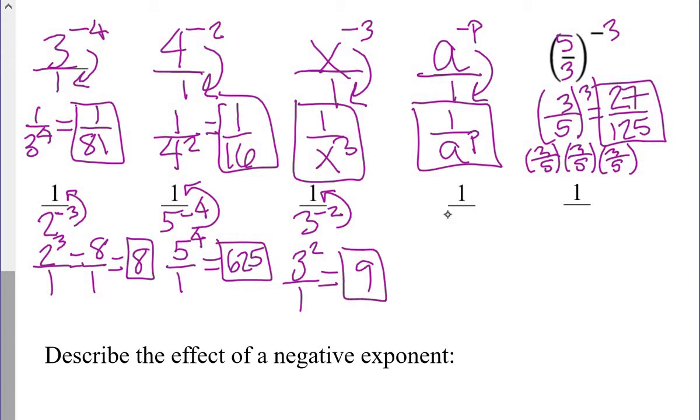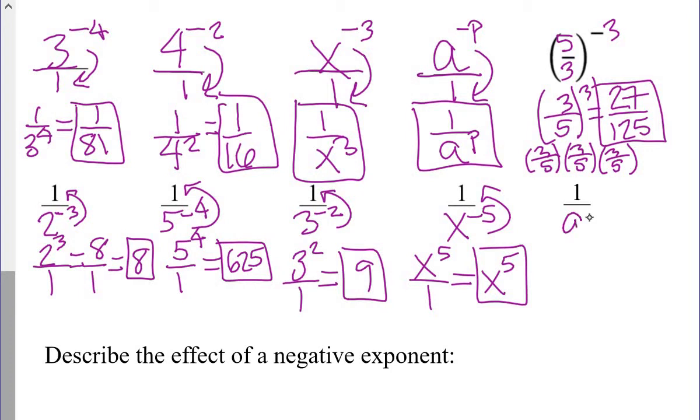And like I said, this works with variables as well. 1 over x to the negative 5 is the same as x to the positive 5 over 1, or just x to the fifth power. Lastly, we have 1 over a to the negative p. And once again, we move that to the top of the fraction bar, and we get a to the p over 1, which is the same as just a to the power of p.